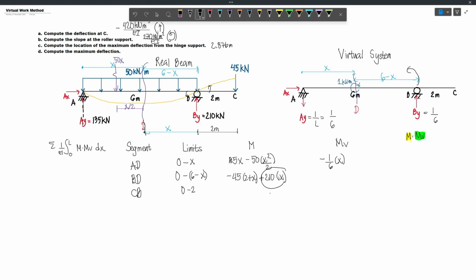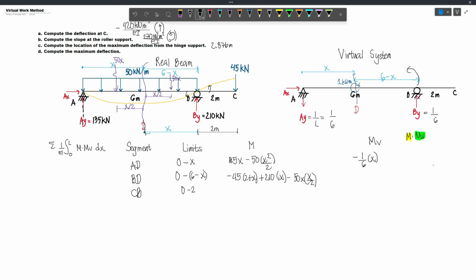And so that's why we are still considering a variable of x. And then, after nito is yung distributed load. Now, yung distributed load will have a resultant of 50 times x. And then, the moment arm will be x over 2. Now, that will cause a clockwise rotation about the moment center. And so, it will be negative. So, negative 50x times the moment arm, which is x over 2.